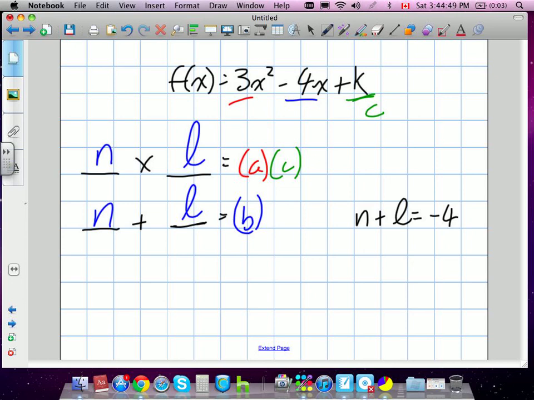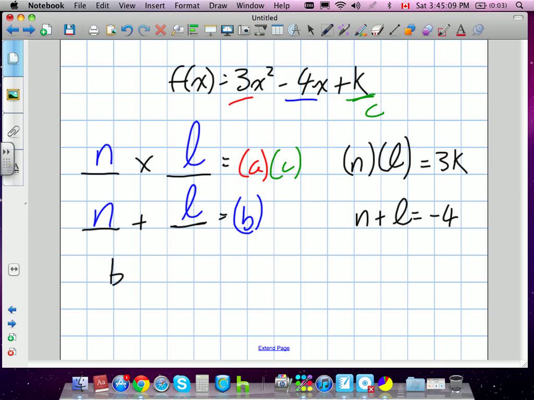Alright, we can plug values in for b. We know b is actually equal to -4, so in this case, I can rewrite this as n plus l is equal to -4. I can also rewrite that n times l is equal to 3k. Since that's what our c value is, k, we get 3k.